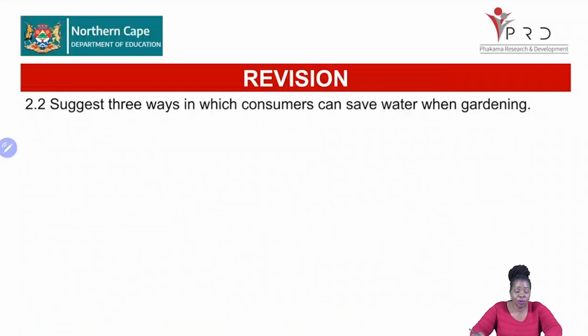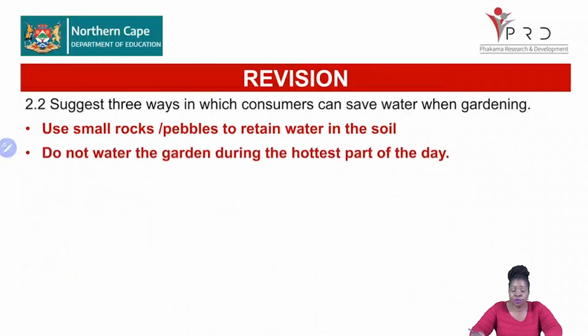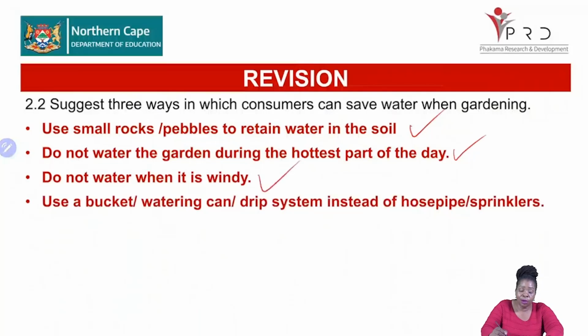So we are continuing with question 2.2. Use small rocks or pebbles to retain water in the soil, and do not water the garden during the hottest part of the day because the water will all evaporate. Do not water when it is windy, as the water will be blown away. Also use a bucket, watering can or drip system instead of a hose pipe or sprinkler.